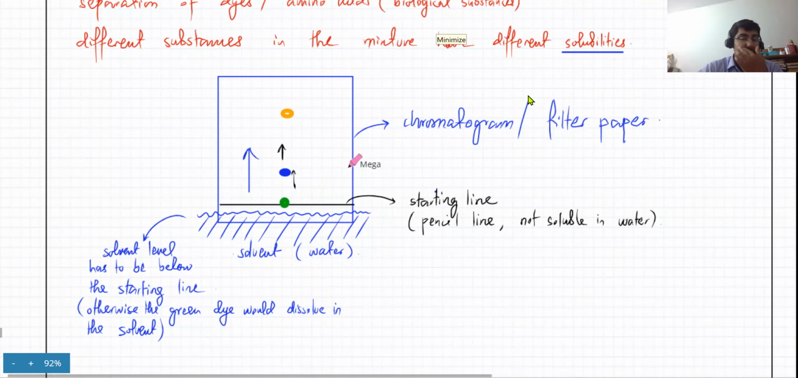I'm going to talk about the solvents in a bit. Okay, you could have any solvents as long as this condition is met, that the mixtures are supposed to have different solubilities. Because if you use a solvent and the component dyes don't have different solubilities in the solvent, then the separation would not happen or would not take place.